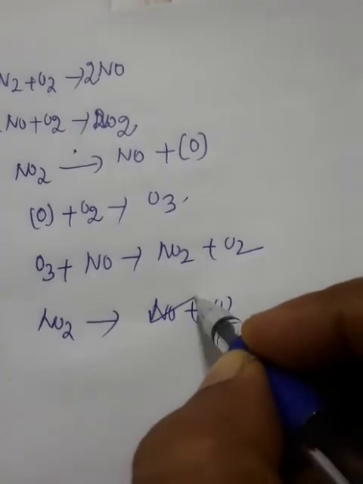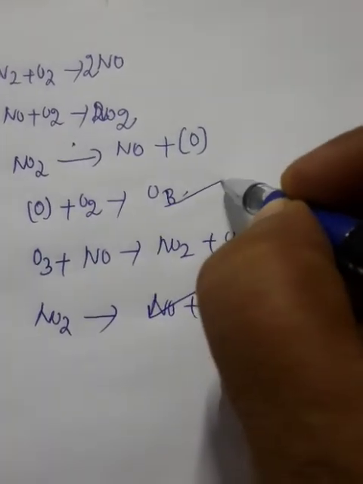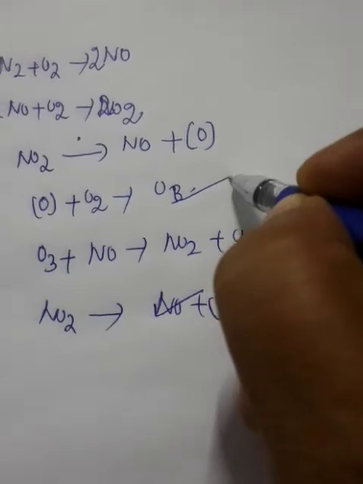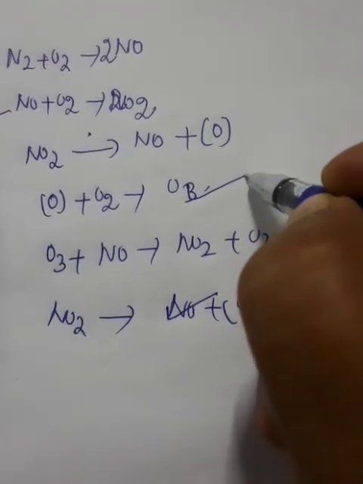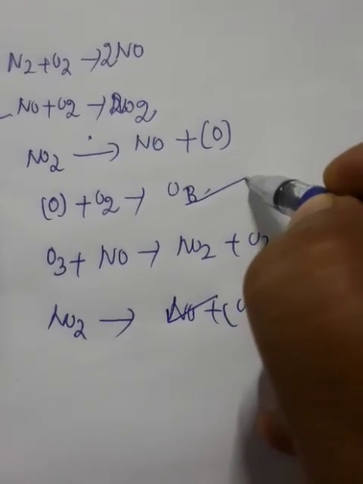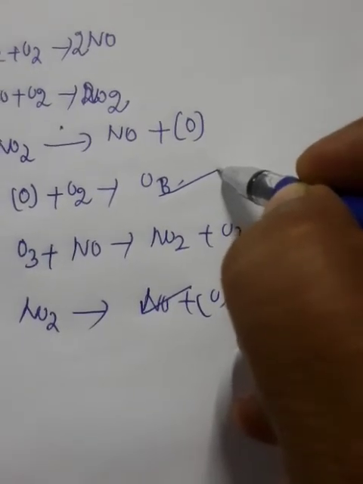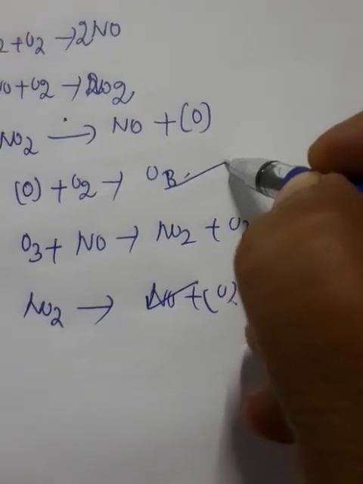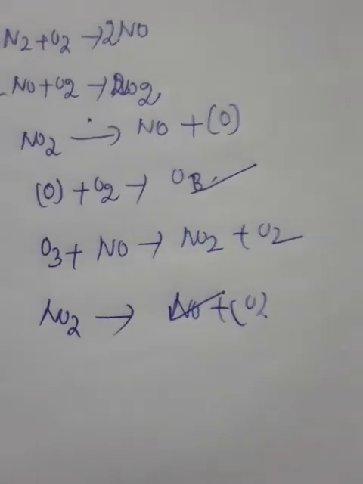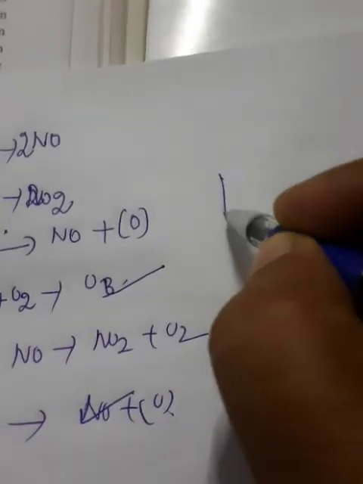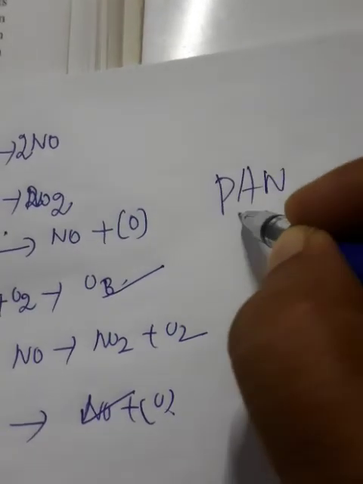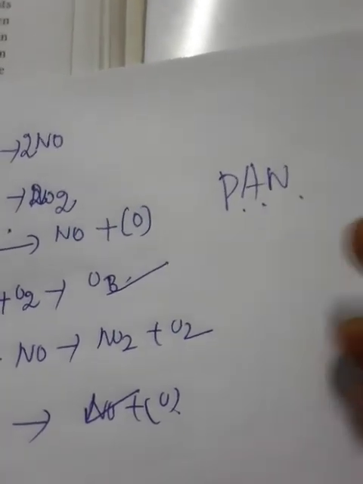Here this NO and O3 are strong oxidizing agents and they can react with unburned hydrocarbons in polluted air to form formaldehyde, acrolein and PAN. PAN means peroxyacetyl nitrate.